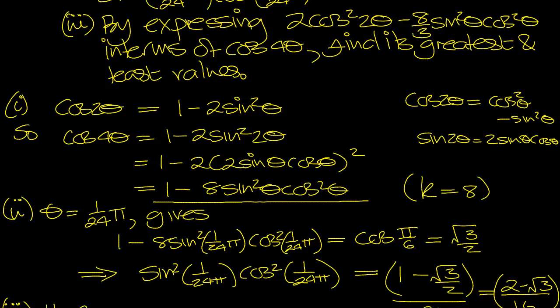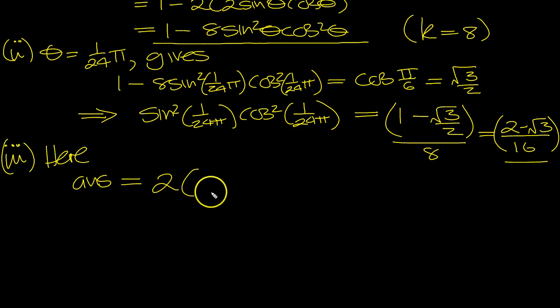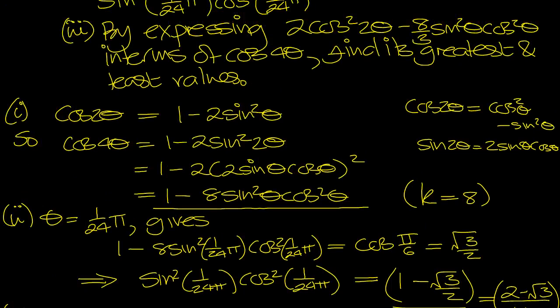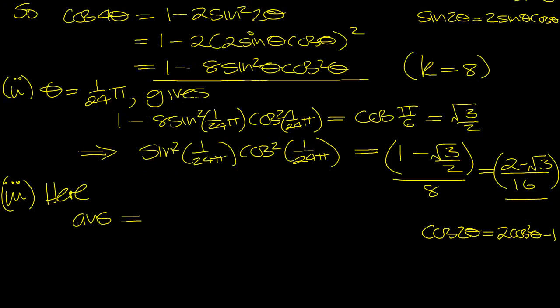2 cos squared 2 theta. Now cos squared 2 theta, 2 cos squared. Well, that's handy, because we know the identity that cos of 2 theta is equal to 2 cosine squared theta minus 1. We know that trig identity. So if we go back up here, we've got 2 cos squared 2 theta here. So 2 cos squared 2 theta will be cos 4 theta plus 1 if we put 2 theta in for theta. So it's cos 4 theta plus 1 is the first term.